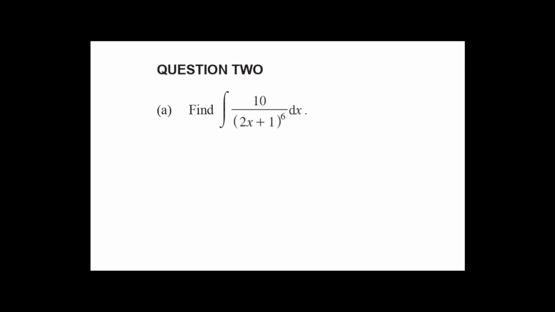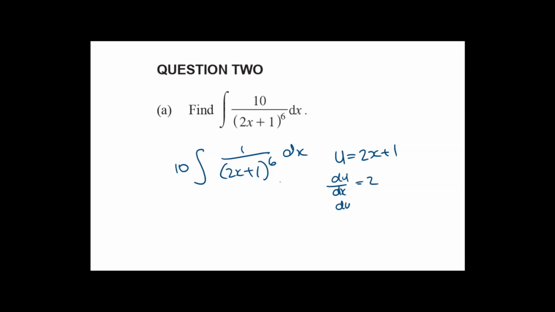So the standard integration. Let's do ourselves a favor by bringing this 10 out front: the integral of 10 over (2x plus 1) to the 6, dx. And let's do this u substitution. Let u be equal to 2x plus 1. du/dx is going to be 2, which means that du is 2 dx. If we want to change it to u, we need to divide everything by 2.